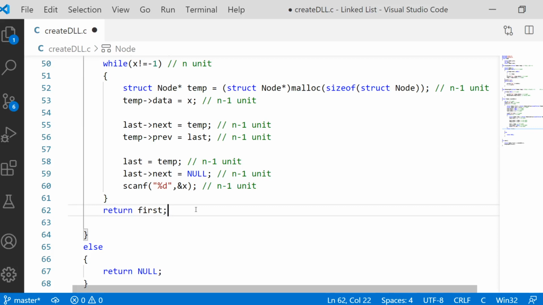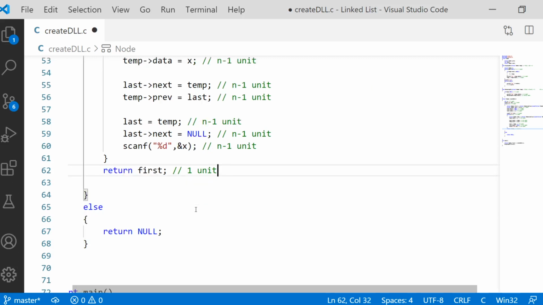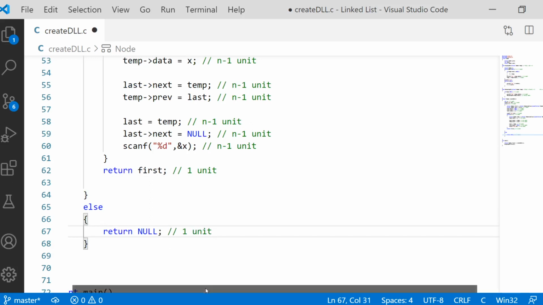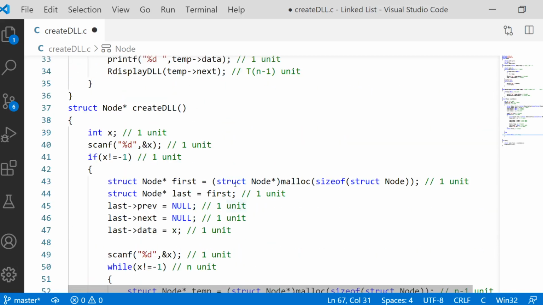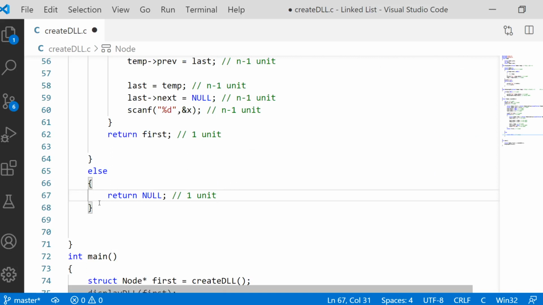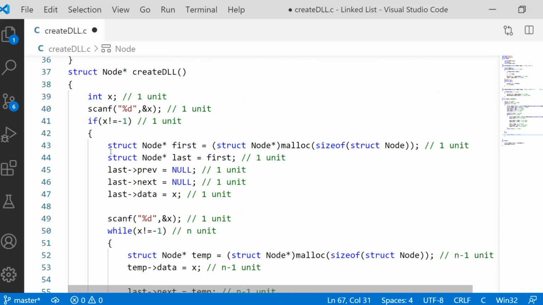For returning the address of the first node, it is going to be 1 unit because it is outside the while loop. And the return null in the else part is also only 1 unit. So for every line, we have given the unit time taken. Now we will not take the else part, because the else part works only if no element is inserted by the user. Let us take only the if part, not the else part.